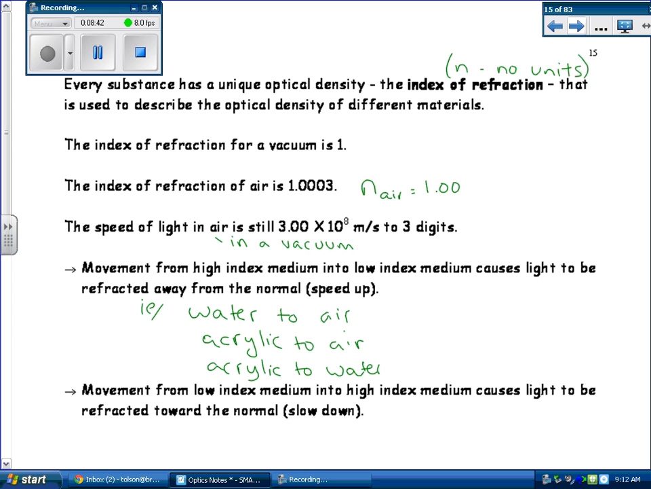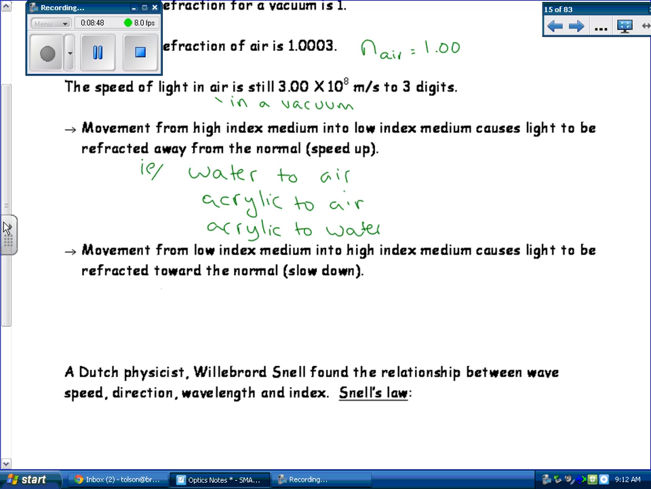Movement from a low index medium into a high index medium causes the light to be refracted towards the normal line. It slows down. Examples there are air into water, air to diamond, and so on, and then water to acrylic.